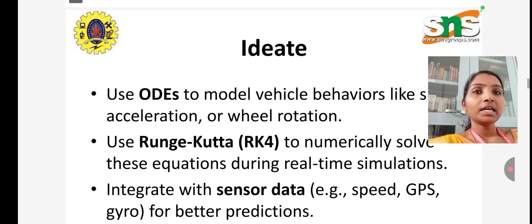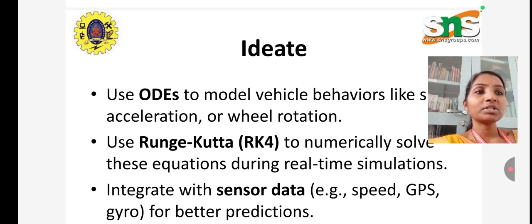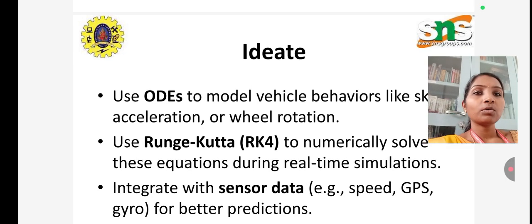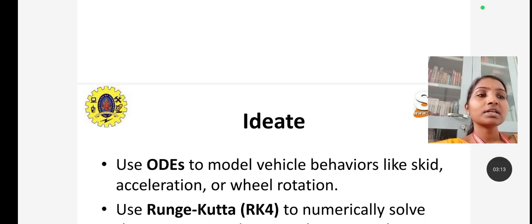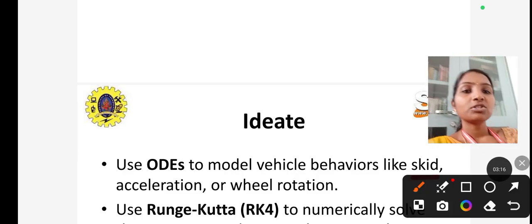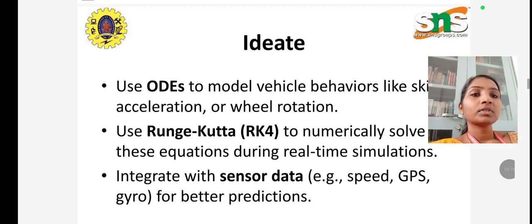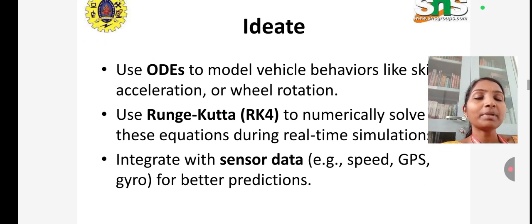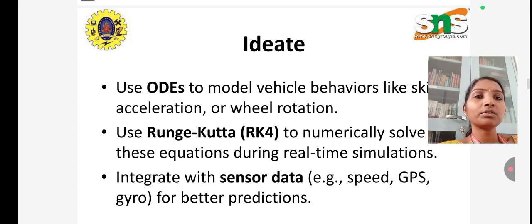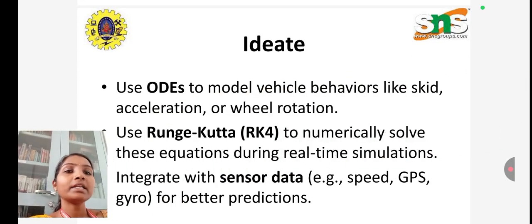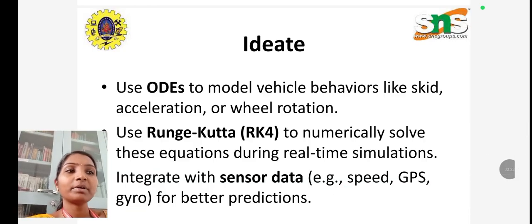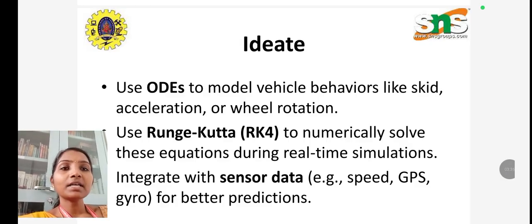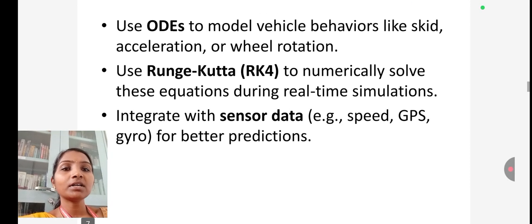The next step is to ideate the ordinary differential equation, which means we are using ODEs to model the vehicle like skid, acceleration or wheel rotation. We have ordinary differential equations regarding the skid control, acceleration or wheel rotation. So we apply the Runge-Kutta method to numerically solve these equations during real-time simulations and integrate with sensor data. The sensor data comes with speed, GPS and gyro for better predictions. This is our ideation part. This ideation will serve as a baseline for the Runge-Kutta method to perform.